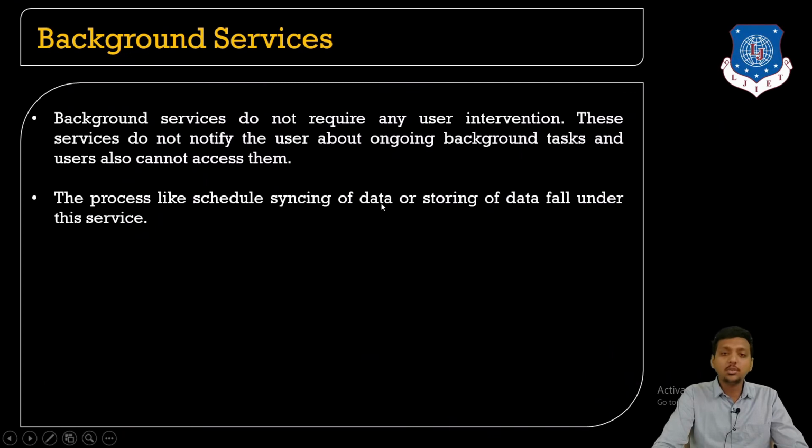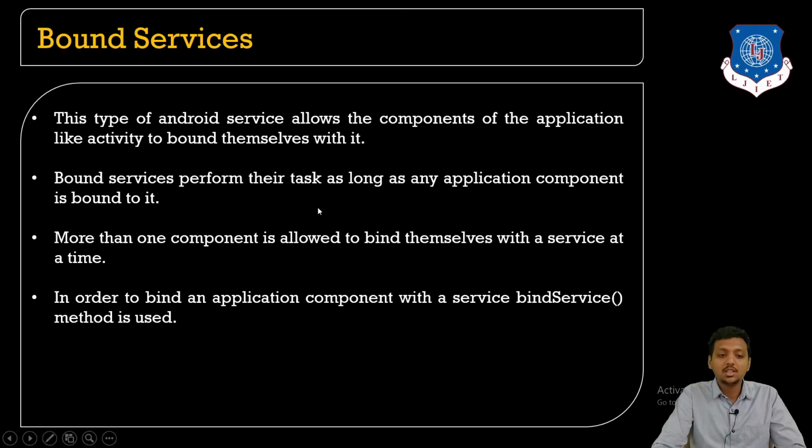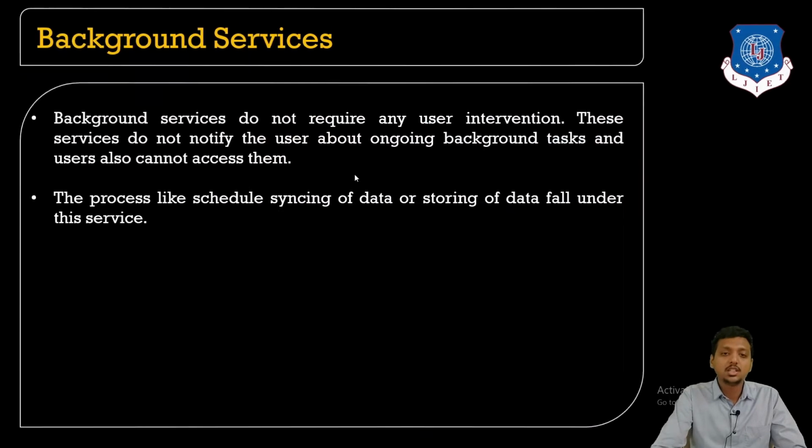Now, when we talk about background services, background services do not require any user interaction. That means when you play a song, this service does not notify the user about the ongoing background task. Scheduling the syncing of data or storing data falls under these services. Many times our system is automatically updated. When you connect to Wi-Fi, new updates are automatically downloaded to your smartphone. This is a background service. You don't know about it, but still it is going on.